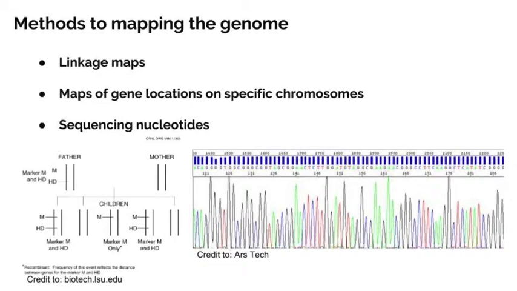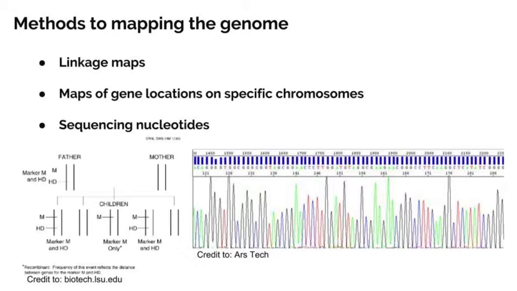Now we're going to talk about the methods to mapping the human genome. So the 3 methods that were used in the 1980s and up until 2003 were linkage maps, maps of gene locations on specific chromosomes, and just sequencing nucleotides. So the picture at the bottom of the screen on your left shows a linkage map.